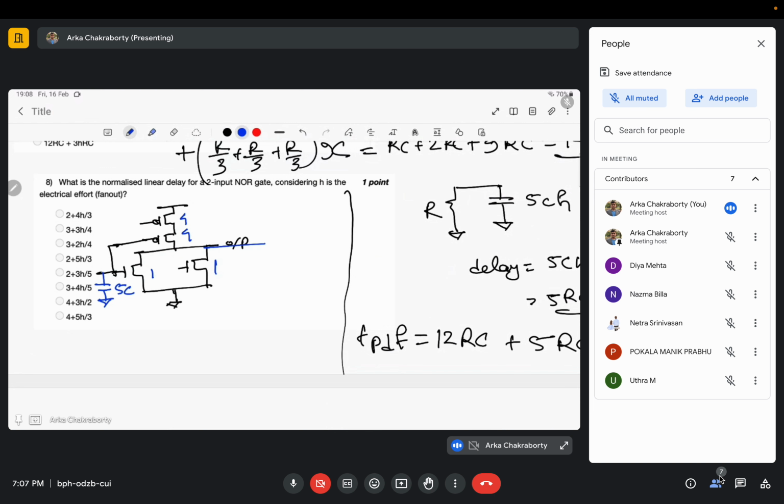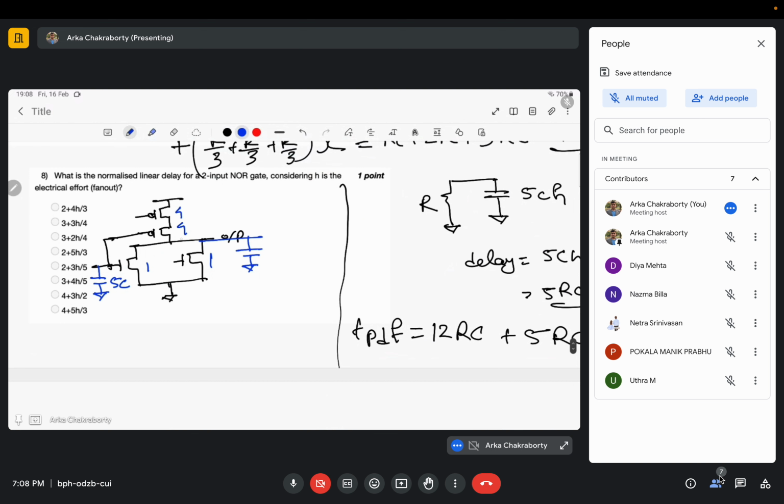And in the output, how much capacitance has been connected? It is 1C plus 1C plus 4C, so it is 6C. 6C of capacitance. Okay, now we know what is the value of this normalized delay.